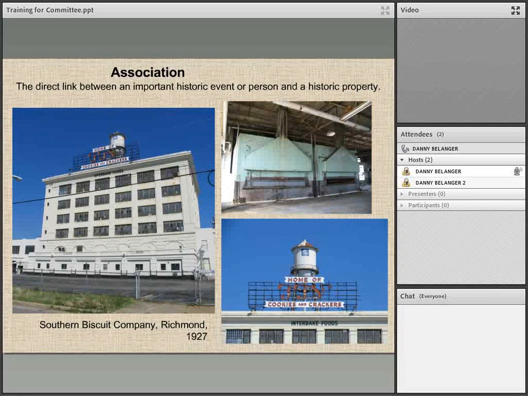Lastly, we have association. Association is the direct link between an important historic event or person and a historic property. This aspect of integrity is especially important with any resources under criterion A or B, as you would want them to reflect the property at the time of the association with either the event or the person.